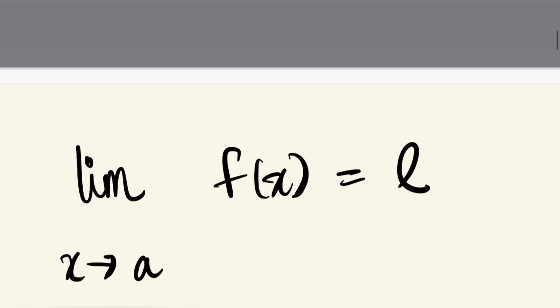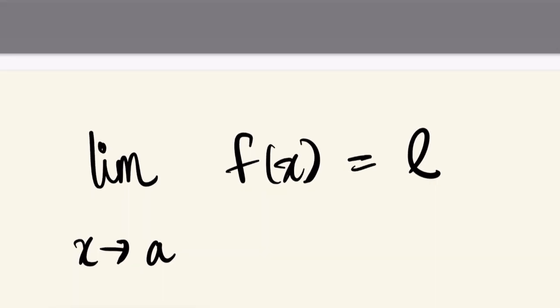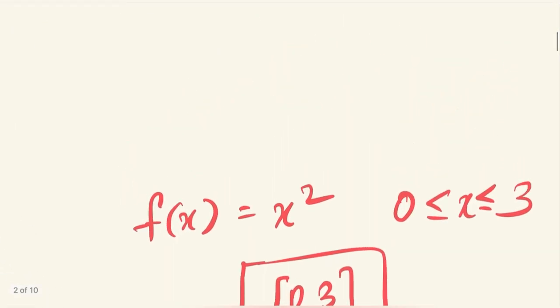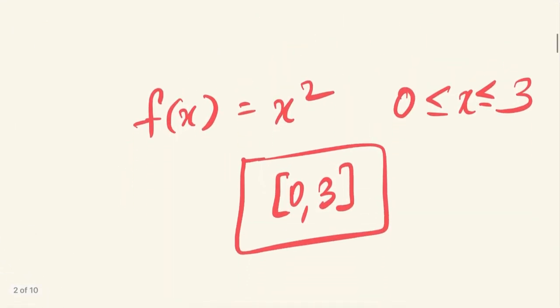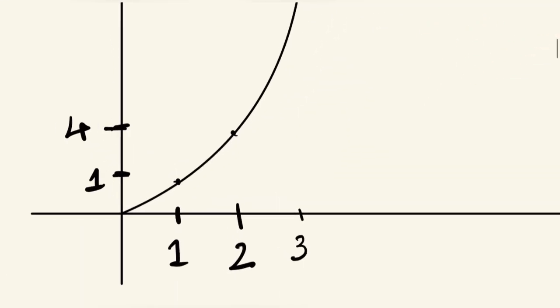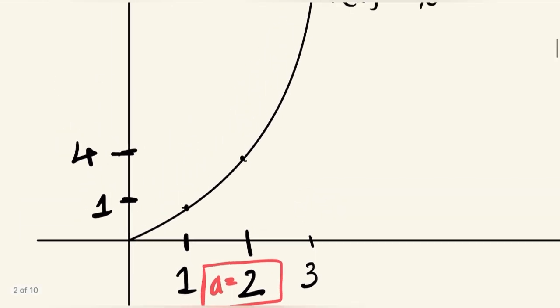Let us first try to understand the meaning of this notation: the limit of f(x) as x tends to a is L. For this, let us take f(x) as x squared, where x varies between 0 and 3. So in this case, 0 to 3 is the domain where your x varies. Also, let's take, for example, the value of a as 2 in this case.